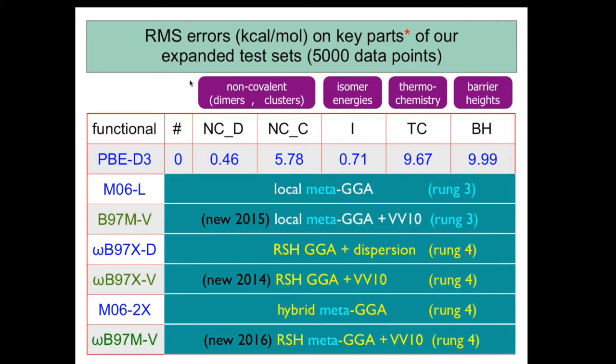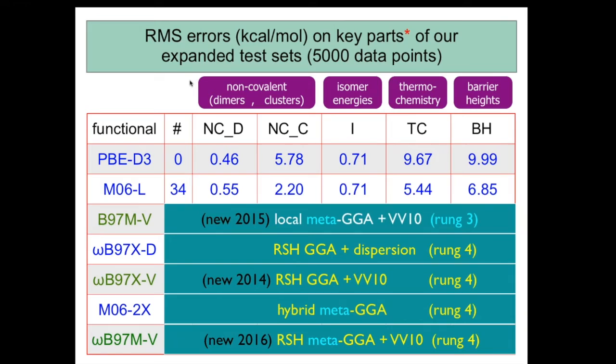So this is a local, no exact exchange, meta-GGA. That's why it lives on rung 3. It has 34 empirical parameters, so that's rather a lot. But you can see that in some sense those empirical parameters are doing something on our test data, which is that we are break even with PBE-D3 for non-covalent dimers, roughly. A factor of 2 better for non-covalent clusters, many-body non-covalent. Break even on isomerization energies, and something like 1/3 better for both thermochemistry and barrier heights.